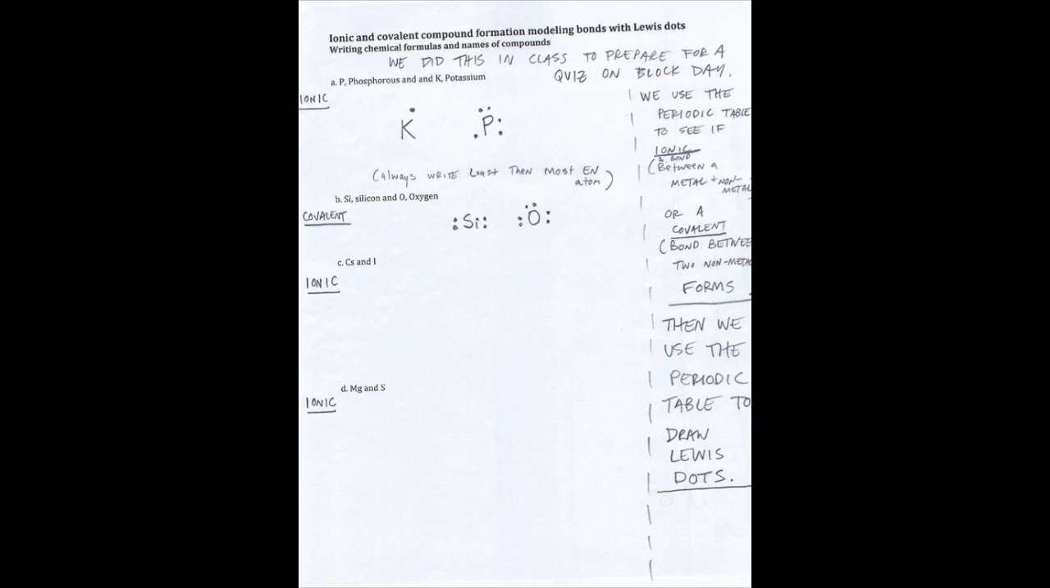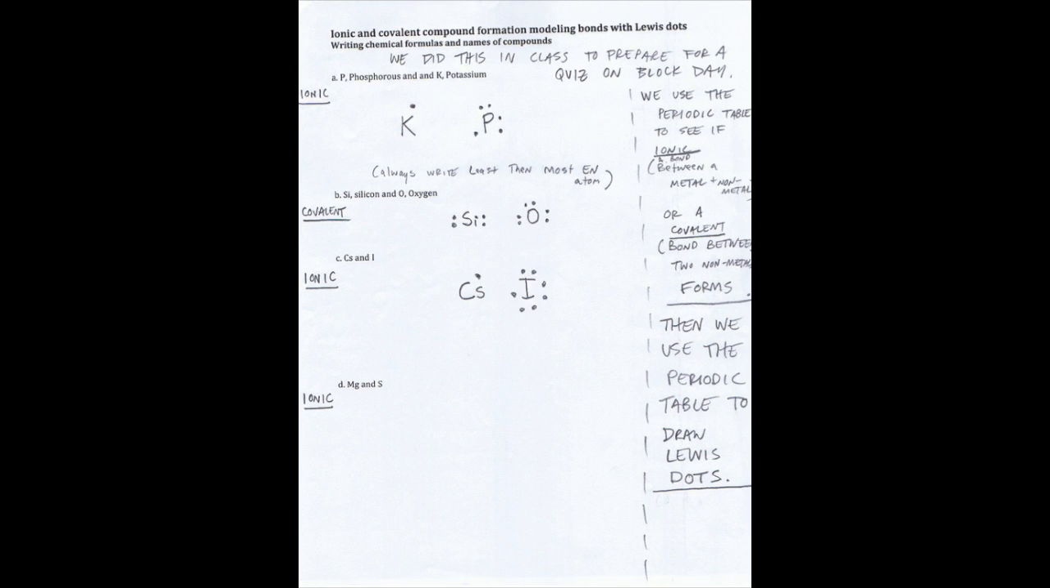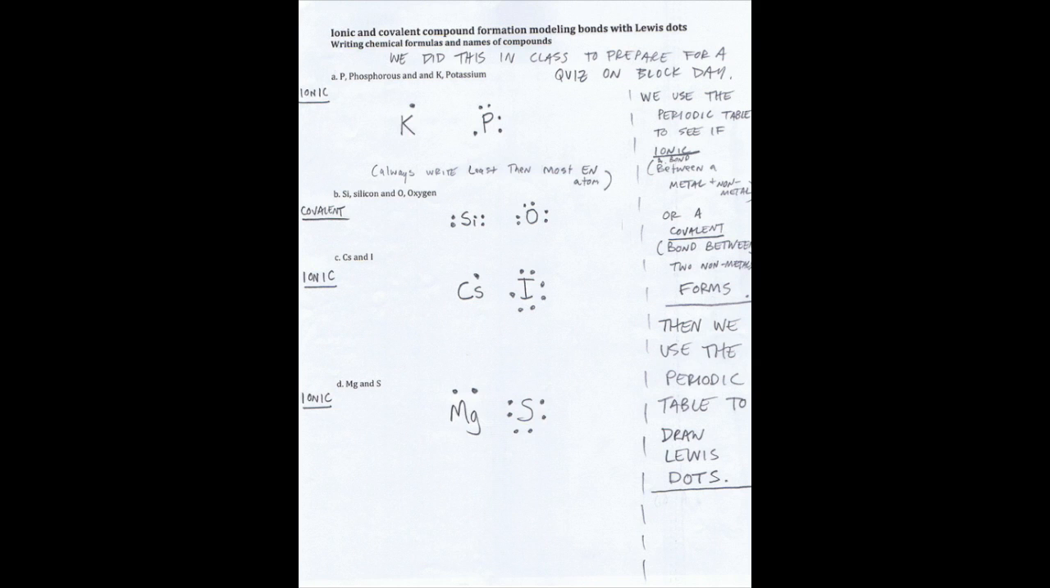Then we use the periodic table to draw Lewis dots. Remember, we always write the least then the most electronegative atom. Atoms in an ionic compound steal and give valence electrons. So here, potassium gives and phosphorus steals.